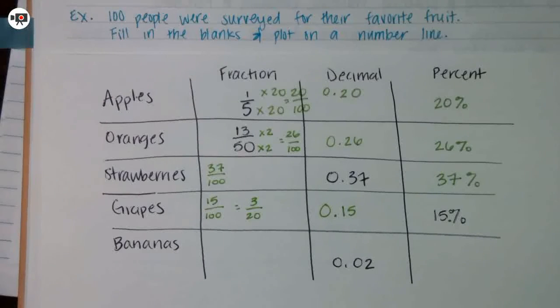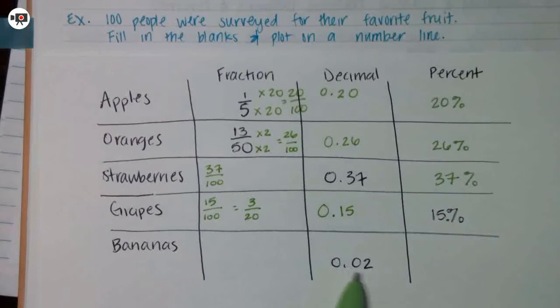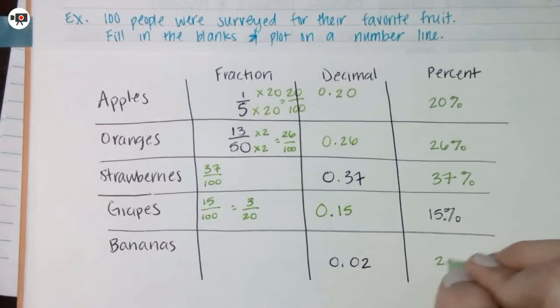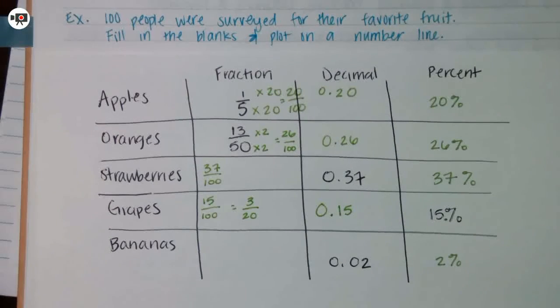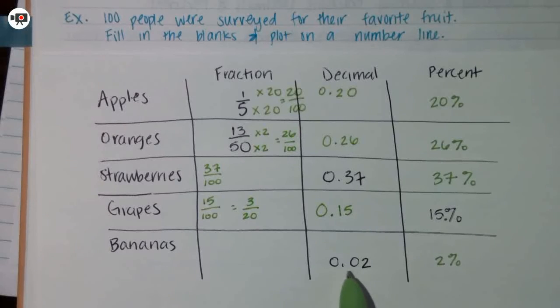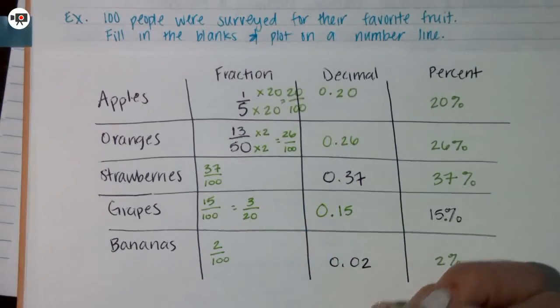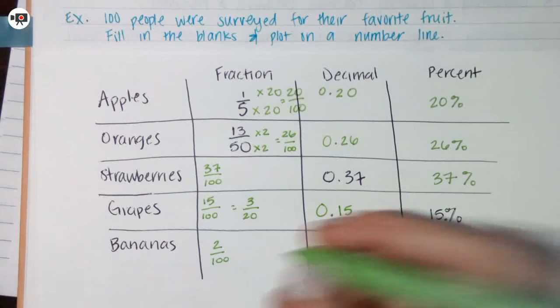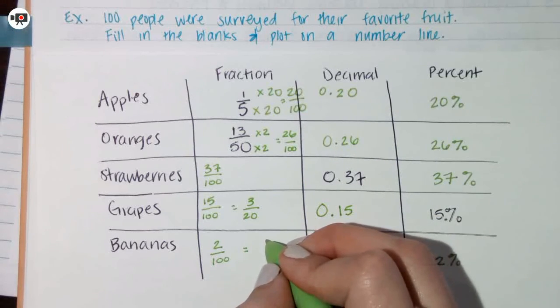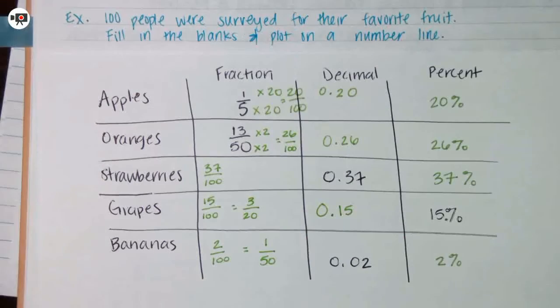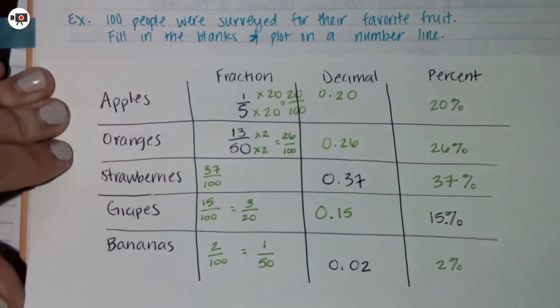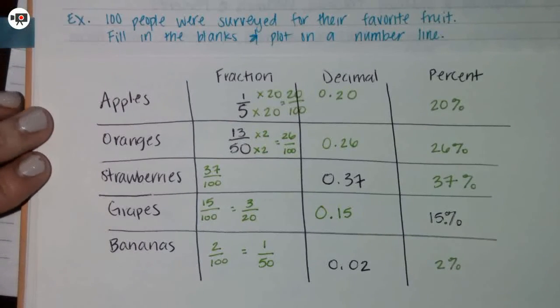Now with bananas, I start with a decimal. To turn this into a percent, I move my decimal place 2 spots to the right, and I get 2%. To turn 0.02 into a fraction, this is 2 hundredths. So I put 2 over 100. These are both even. I know I can reduce them. If I divide each by 2, I get 1 over 50. So now I have filled in all the spots, and that is done.